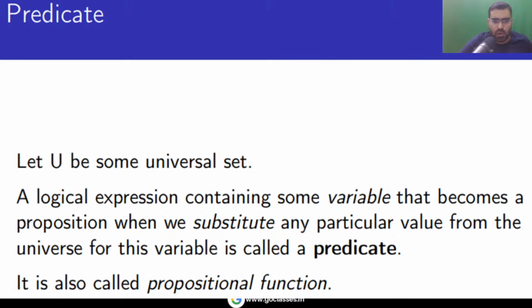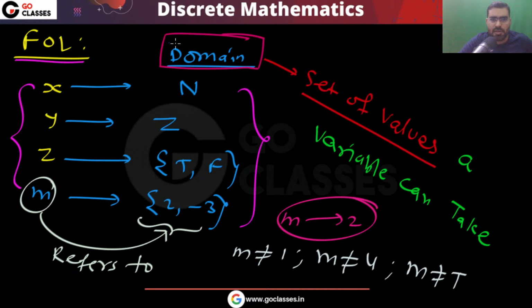So this concept of domain we have seen, this is the first concept of first order logic: every variable has a domain, and domain is the set of values a variable can take. And remember, a variable can only take values from its domain. A variable cannot take any value outside of its domain. This variable x can take values from its domain only.